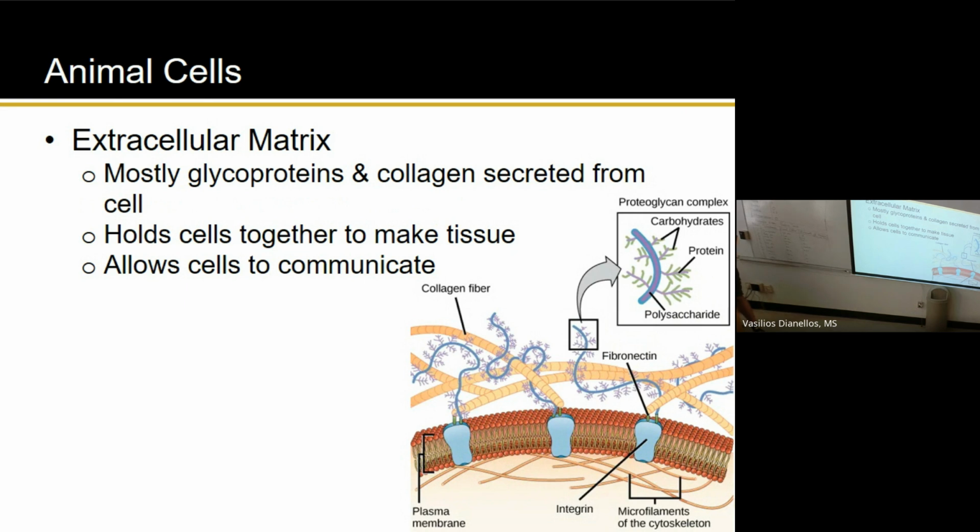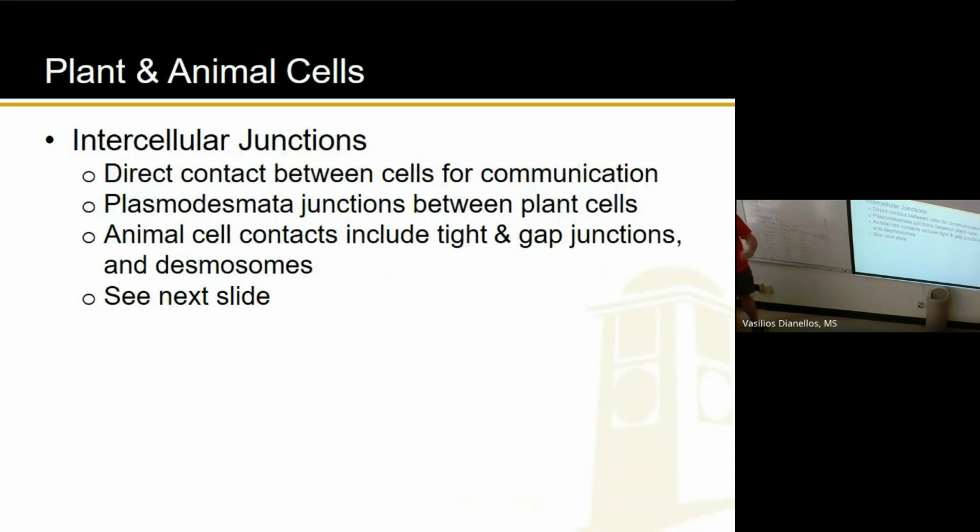On a semi-related topic, and once again, unimportant for the exam, unimportant for the rest of the semester, we have something called intercellular junctions. So intercellular means in between cells, and junction is just what it sounds like, right? Where things come together. Intercellular junctions are direct contact between cells for communication. We have something called plasmodesmata junctions that are between plant cells. And I mentioned that earlier, and I said you didn't need to know it. And once again, you still don't need to know it. For animal cells, the contacts include tight and gap junctions and desmosomes. You don't need to know any of this.